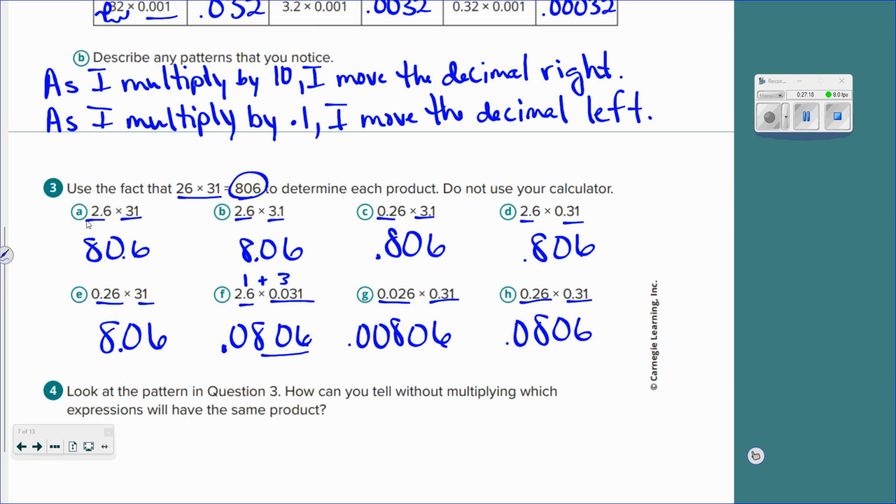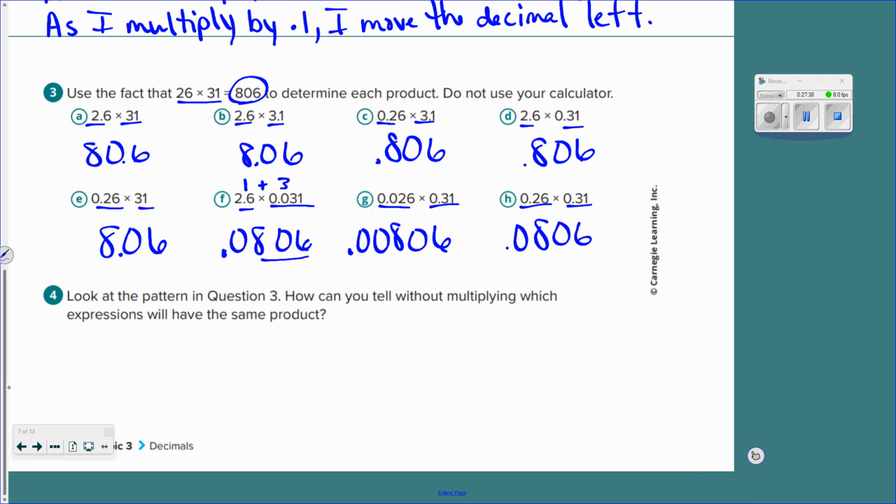Same thing on this one. In order to get the 5, I can't put it at the end because that changes my value. I need to make sure I'm moving it to the left, meaning I've moved the 2 more to the left, putting the 0 that way, without changing the number. Good? Okay. So, how can I tell without multiplying which expressions will have the same product? The ones with the same amount of decimals.